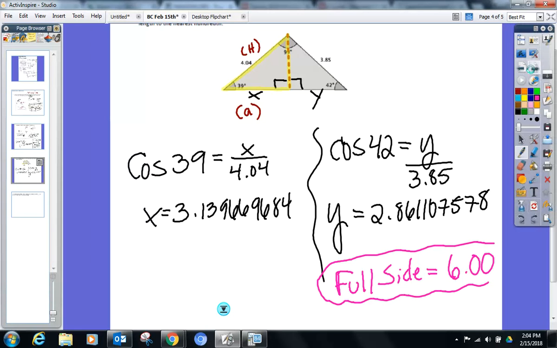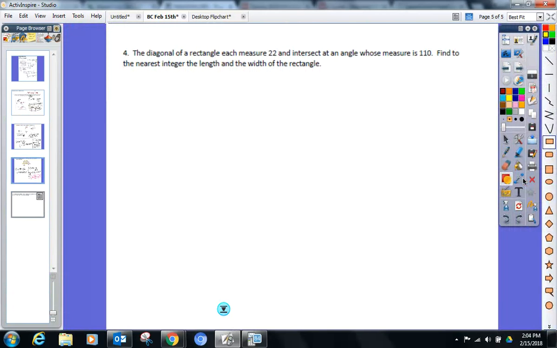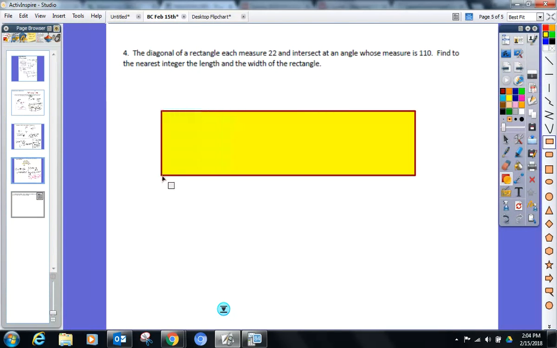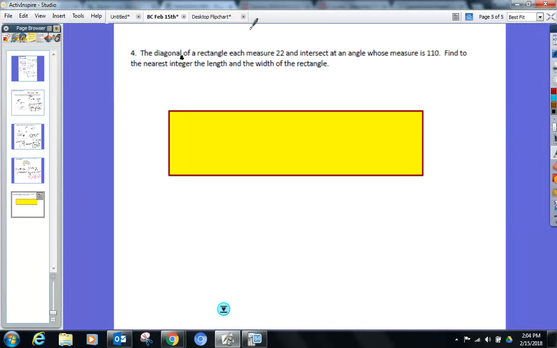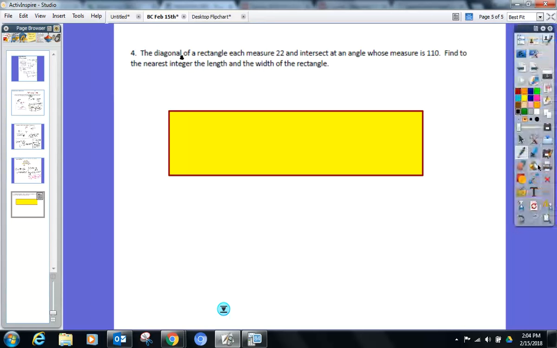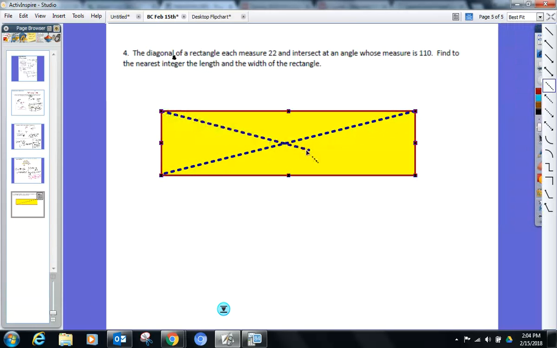All right, here you go. We got a rectangle. There is a letter missing. That should be plural, diagonals. Diagonals of a rectangle each measure 22, which should be true because what's the property? Diagonals are congruent, so I hope they're both 22.